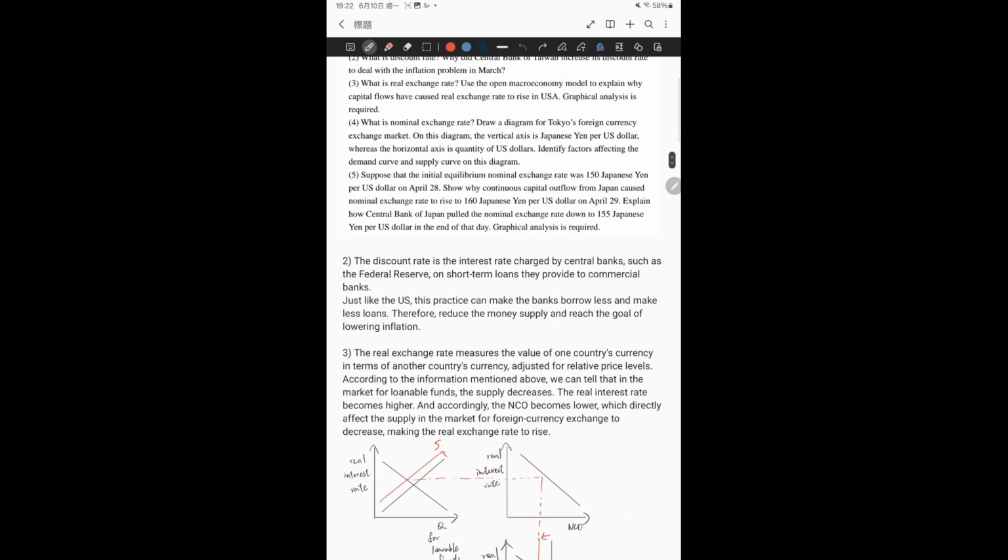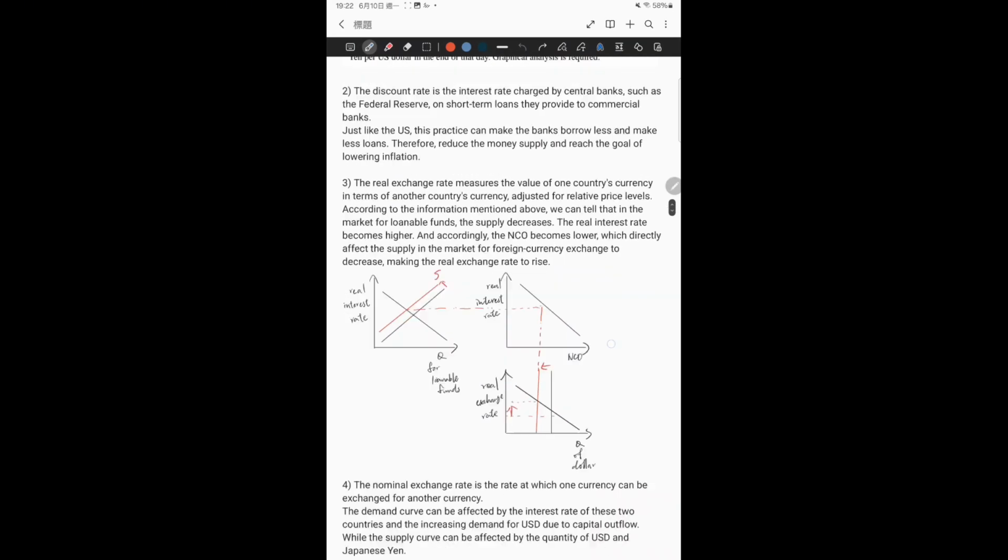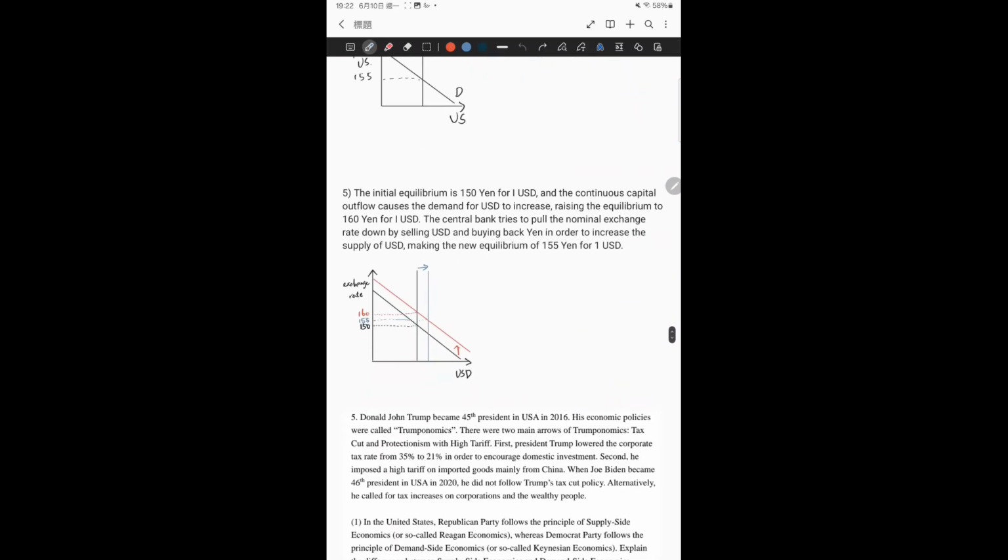Okay, let's move on to question number 5. Suppose that initial equilibrium nominal exchange rate was 150, and okay, let's just move right on to the diagram here. Okay, we can see that the initial equilibrium is 150 yen for 1 US dollar, and the continuous capital outflow causes the demand for US dollar to increase, raising the equilibrium to 160 yen for 1 US dollar.